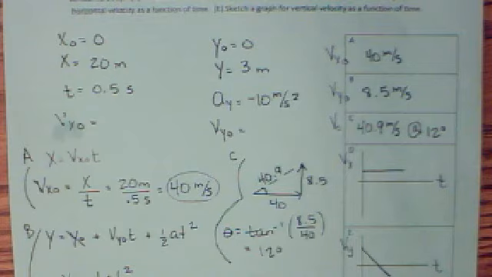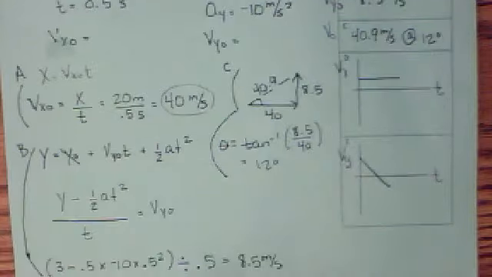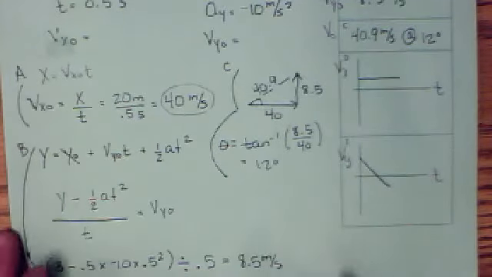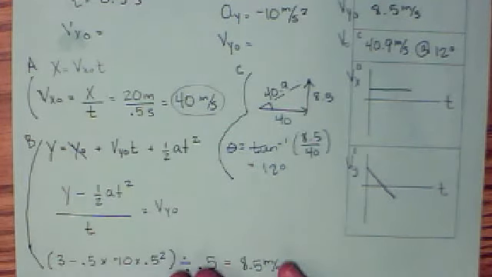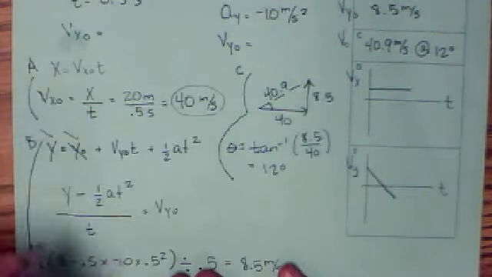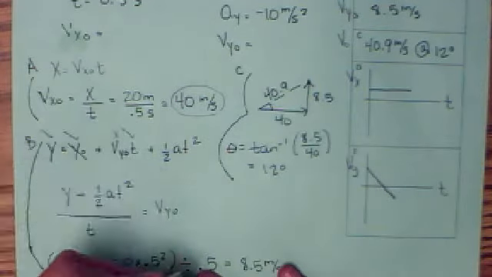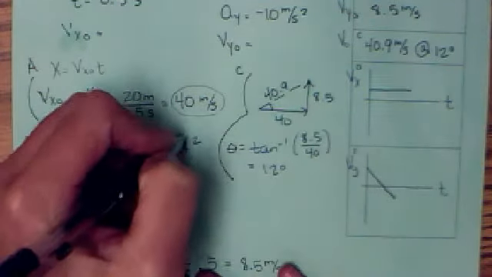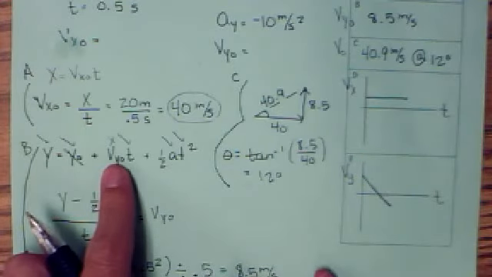Okay, so for B, to get Vy naught. This one was a little tougher, but I had to find an equation that I knew everything in it except for Vy naught. And looking at the second equation, using all y's instead of x's, I know y, I know y naught. Looking for Vy naught, I know time. I know acceleration, I know time. So I know everything in this equation except for Vy naught.